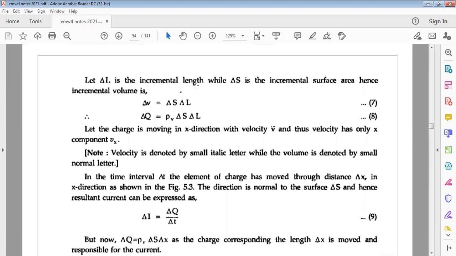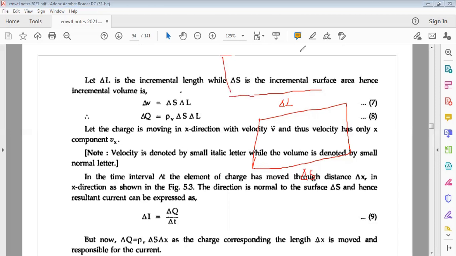Now let dl be the incremental length, while ds is the incremental surface area, hence the incremental volume. If there is any line, that is a length. There is a surface we have. Let us take a small incremental length, and the surface as delta s. Combining these two, this totally becomes a volume.